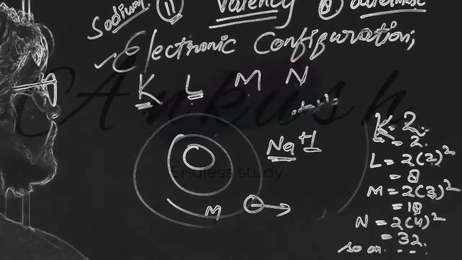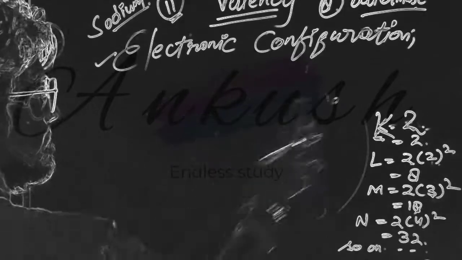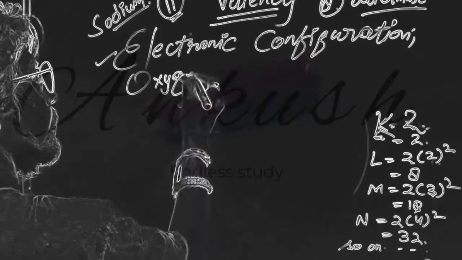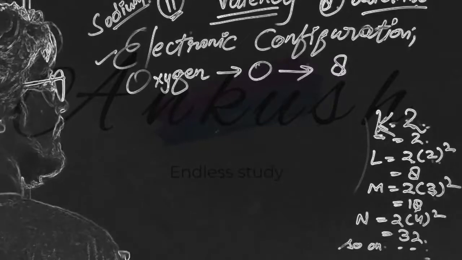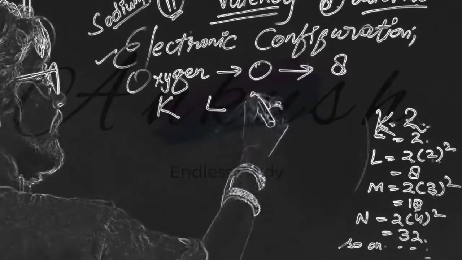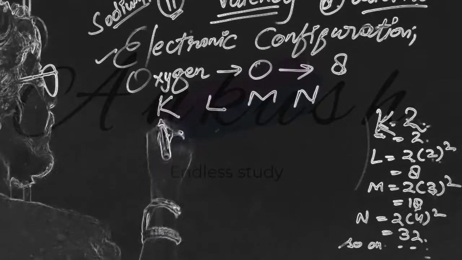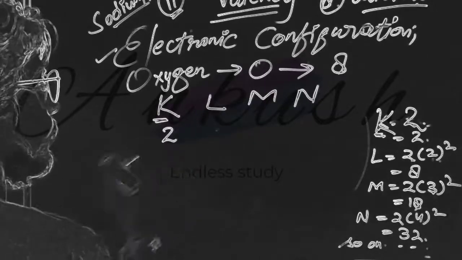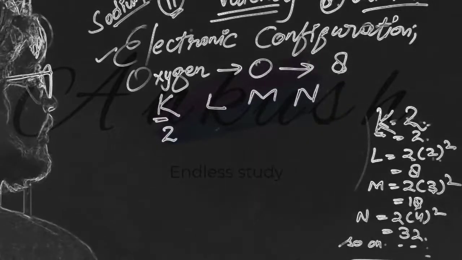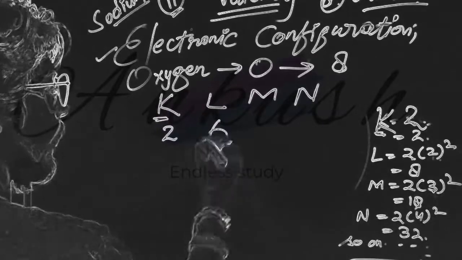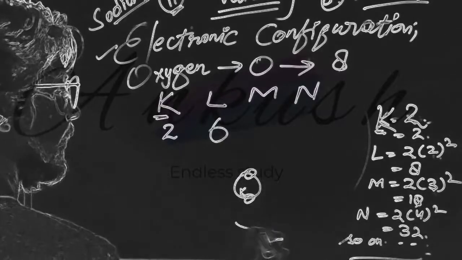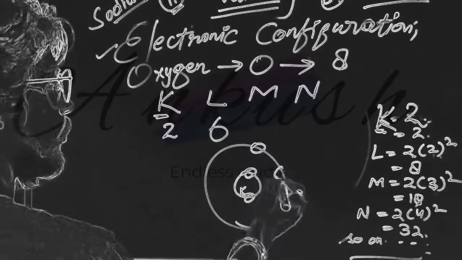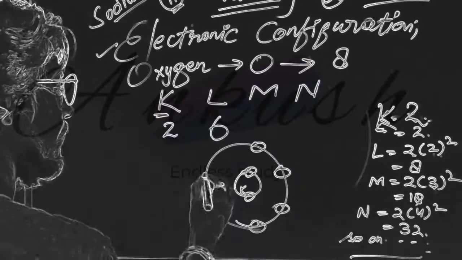We take one more example, that is of oxygen. Oxygen, the symbol is O and the atomic number is 8. K, L, M, N. In K, how many electrons will get filled? 2. We have to fill 8. How many remaining? 6. So 6 will go in L. In K we have 2 electrons. In L we have 1, 2, 3, 4, 5, 6.